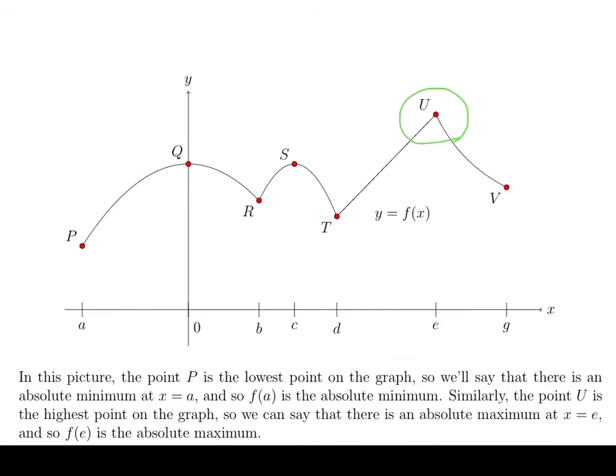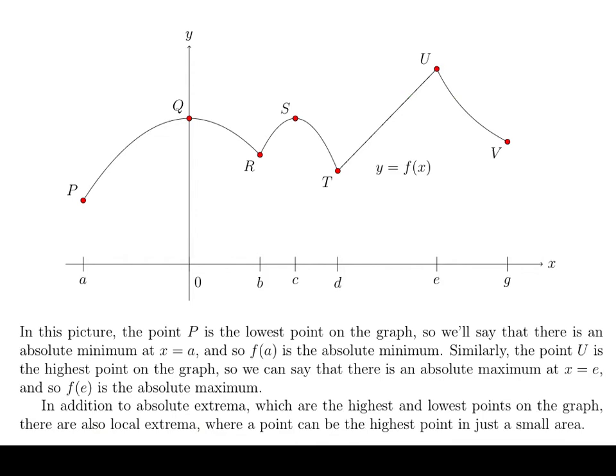In a similar way, this point U is the highest point on the graph, so we're going to say there's an absolute maximum at x equals e. That's down here. And then we'll also say that f(e) is the absolute maximum. So we have to say where the maximum is and then what the maximum is. What the maximum is, is the y value at that point.